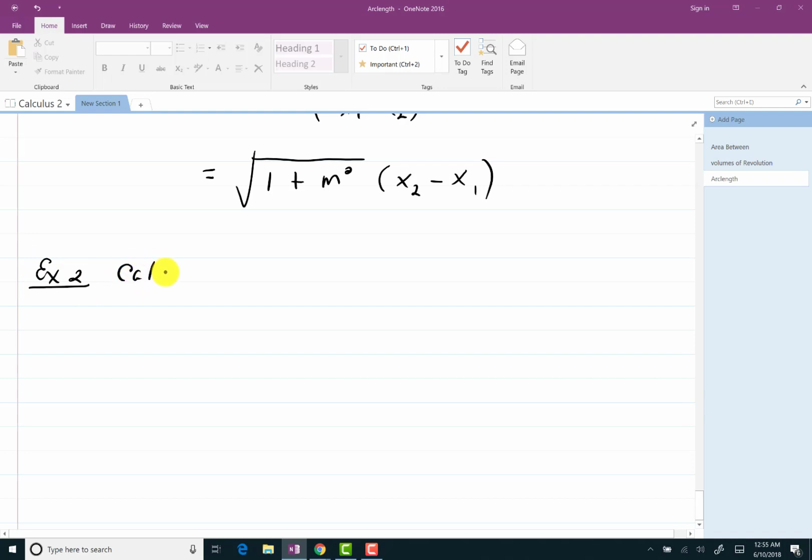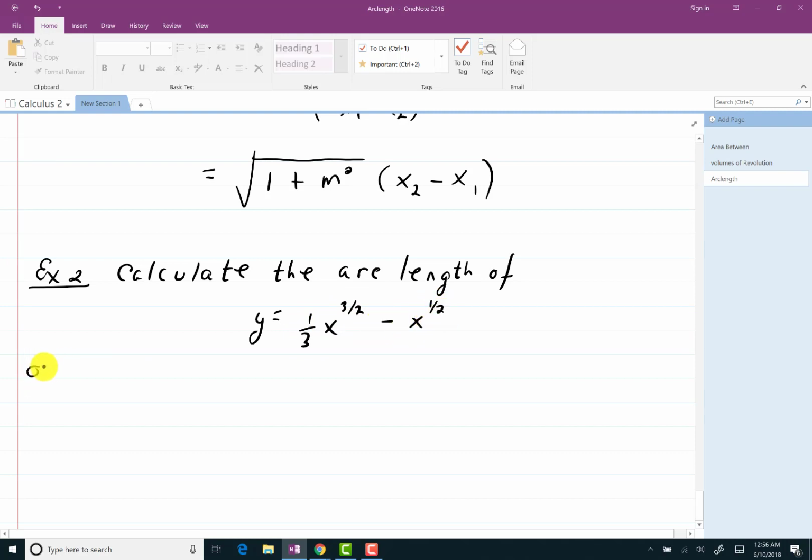Calculate the arc length of y equals 1/3 x to the 3/2 minus x to the 1/2 on the closed interval 4 to 16.